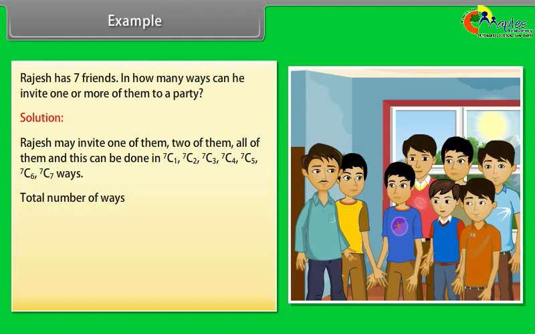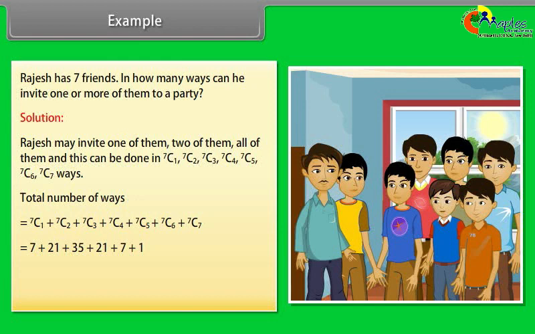Total number of ways is equal to 7C1 plus 7C2 plus 7C3 plus 7C4 plus 7C5 plus 7C6 plus 7C7, is equal to 7 plus 21 plus 35 plus 35 plus 21 plus 7 plus 1, is equal to 127.